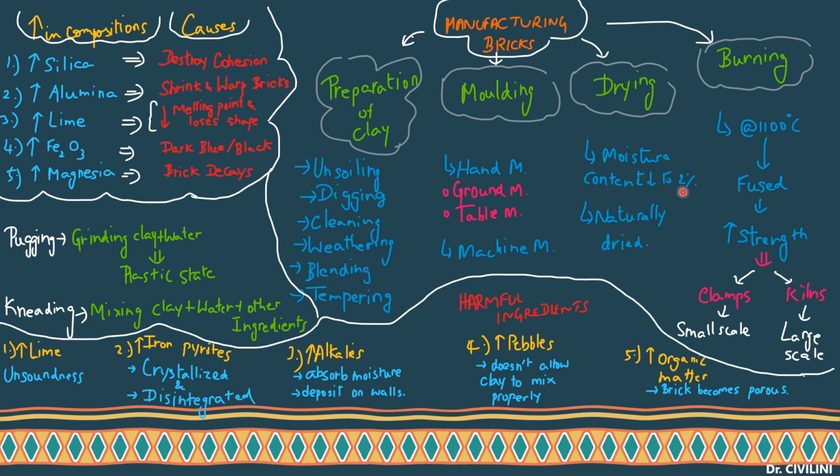After sun drying, we have to burn our bricks. Only then will we be able to get the required strength. So we burn at 1100 degrees Celsius. What will happen if you burn at 1100 degrees Celsius? The particles will get fused and bonded together. That will give you good strength. This burning process can be done in 2 places, either in clamps or in kilns, based upon the size of your production. If you're doing small scale production, you can do it in clamps. If you're going for large scale production, where you need a huge number of bricks to be manufactured, then you do it in kilns.